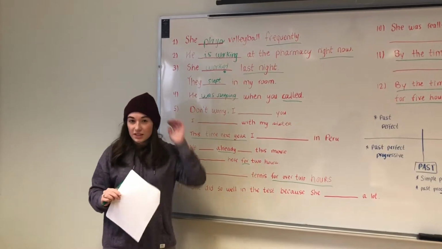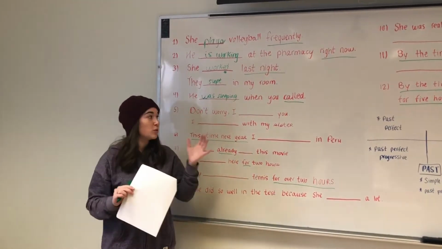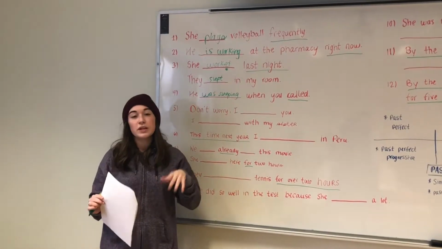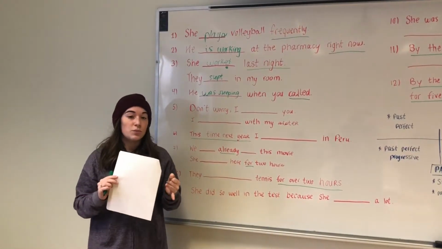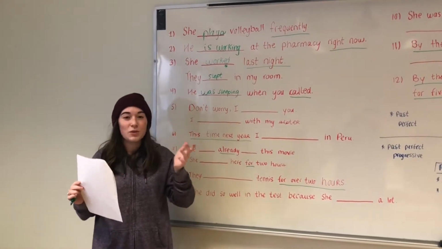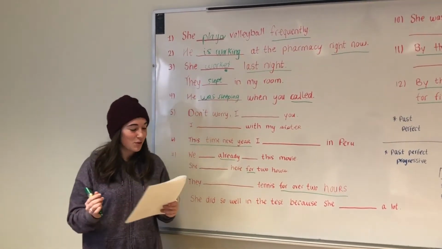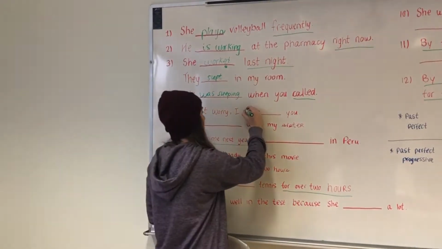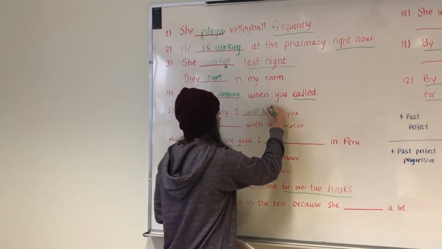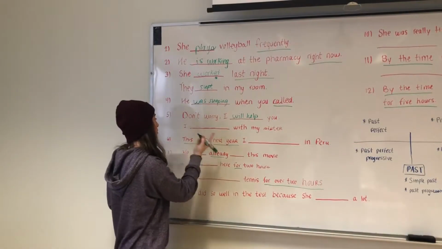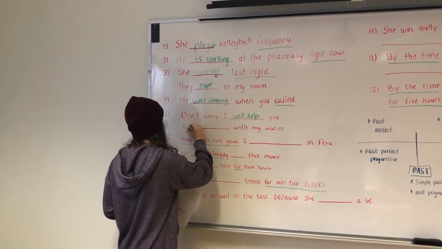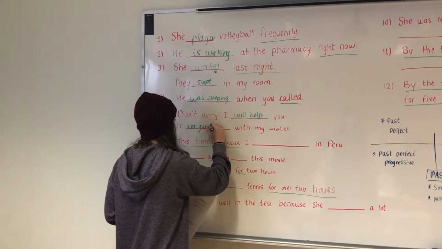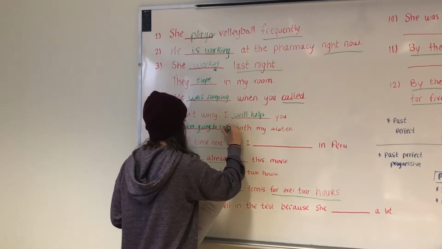So in an affirmative sentence, the form with will is the subject plus the base form of the verb, and with be going to, it will be the subject plus the verb be plus going to plus the base form of the verb. So here it is a promise, so don't worry, I will help you. We use the will with the base form of the verb. And here we will use the be going to because it is an action for the near or distant future. So I am going to travel with my sister.